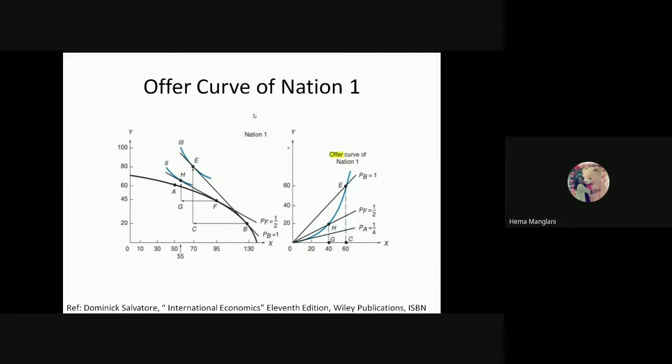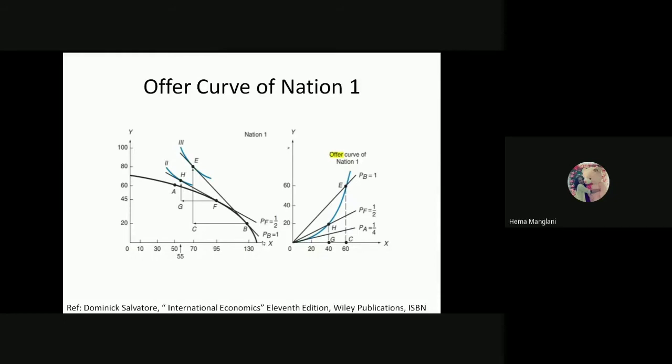First of all, you need to understand what is pro-trade and anti-trade in production and consumption. See here, to explain this, I'll take this example. We have here the production possibility curve for nation one. Now this is a concave production possibility curve. This concave production possibility curve shows increasing opportunity cost for a nation.